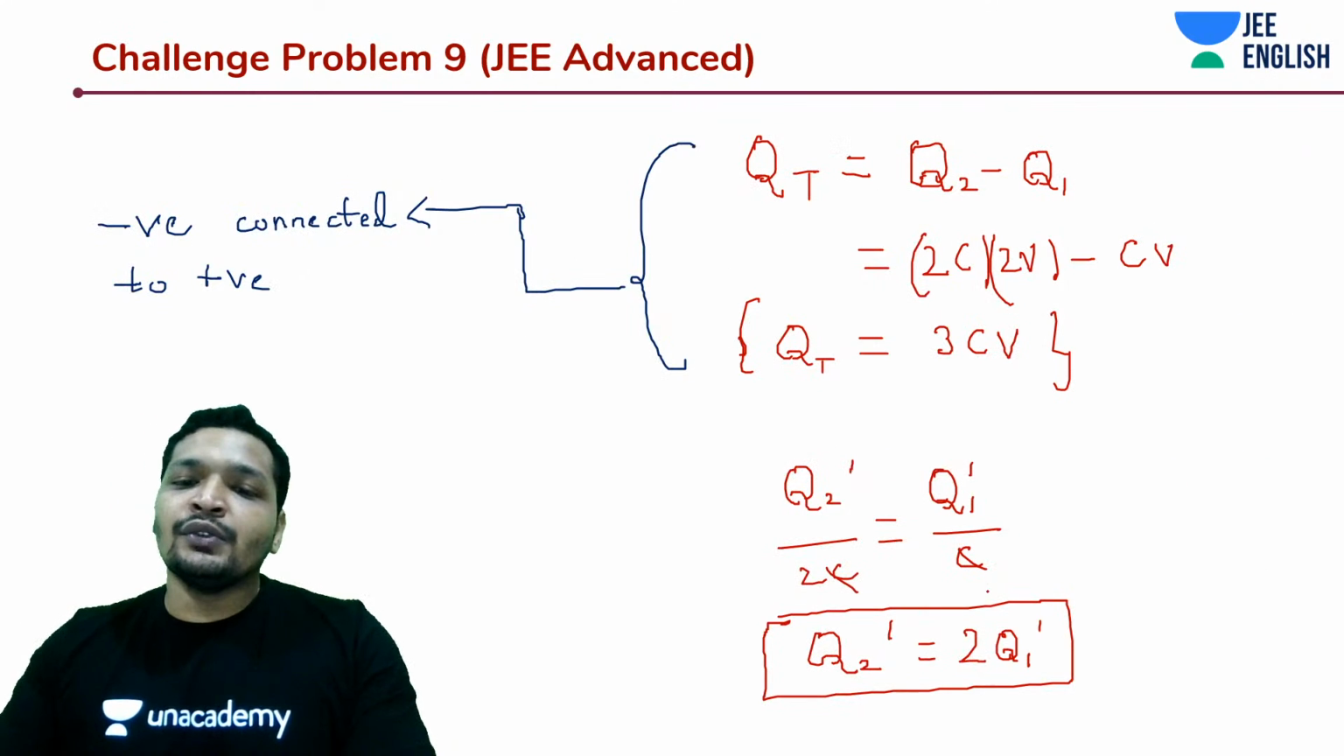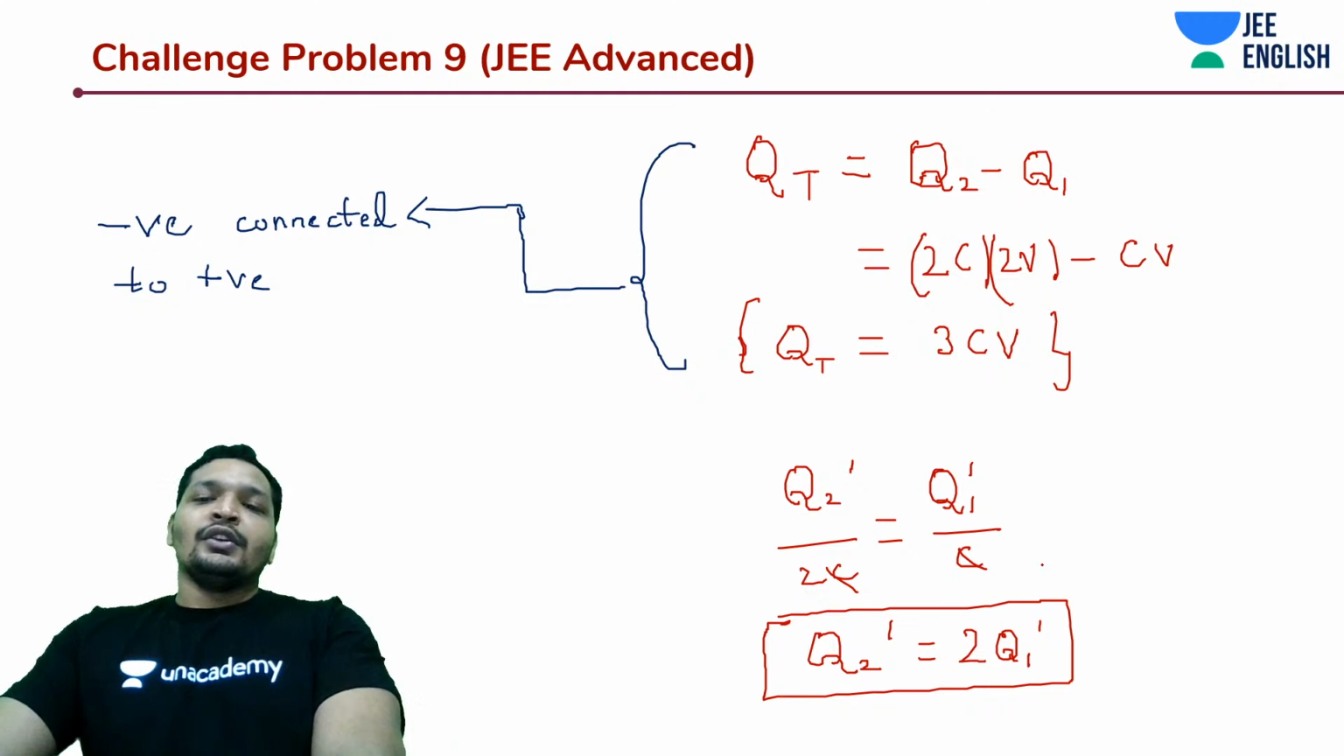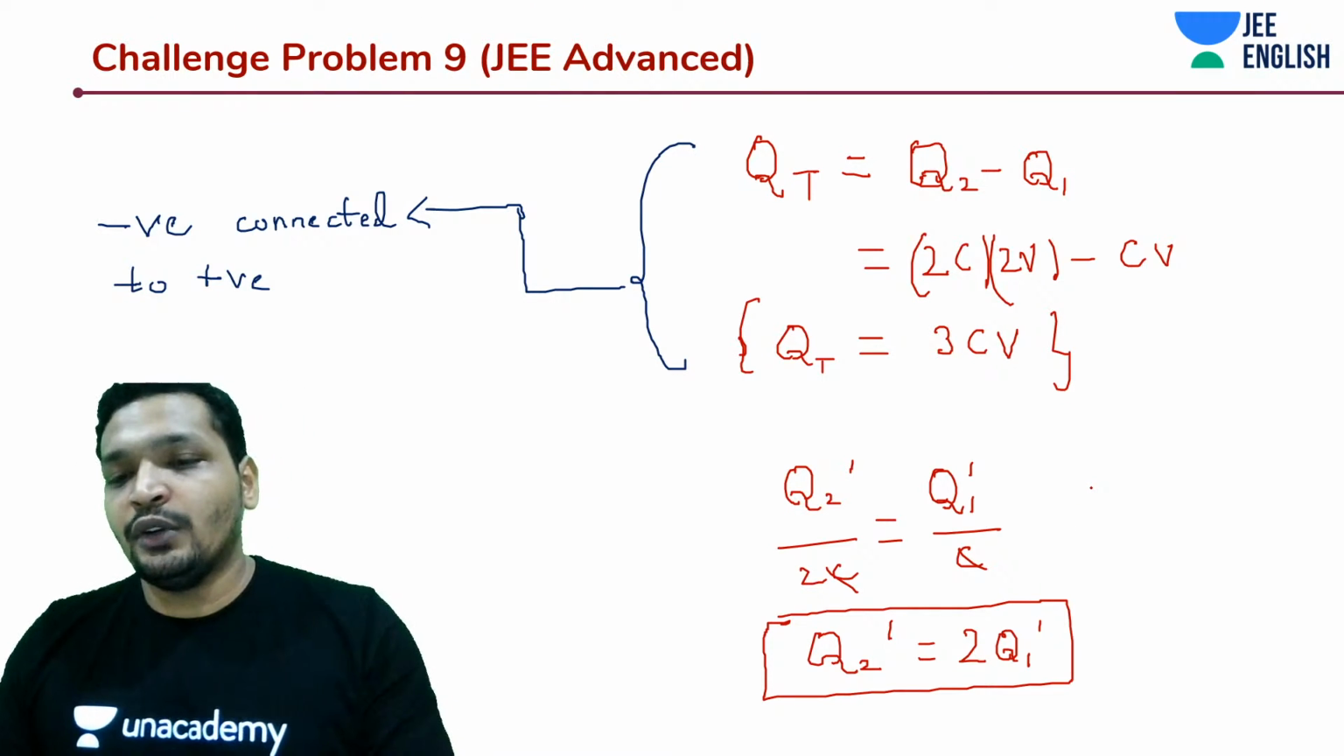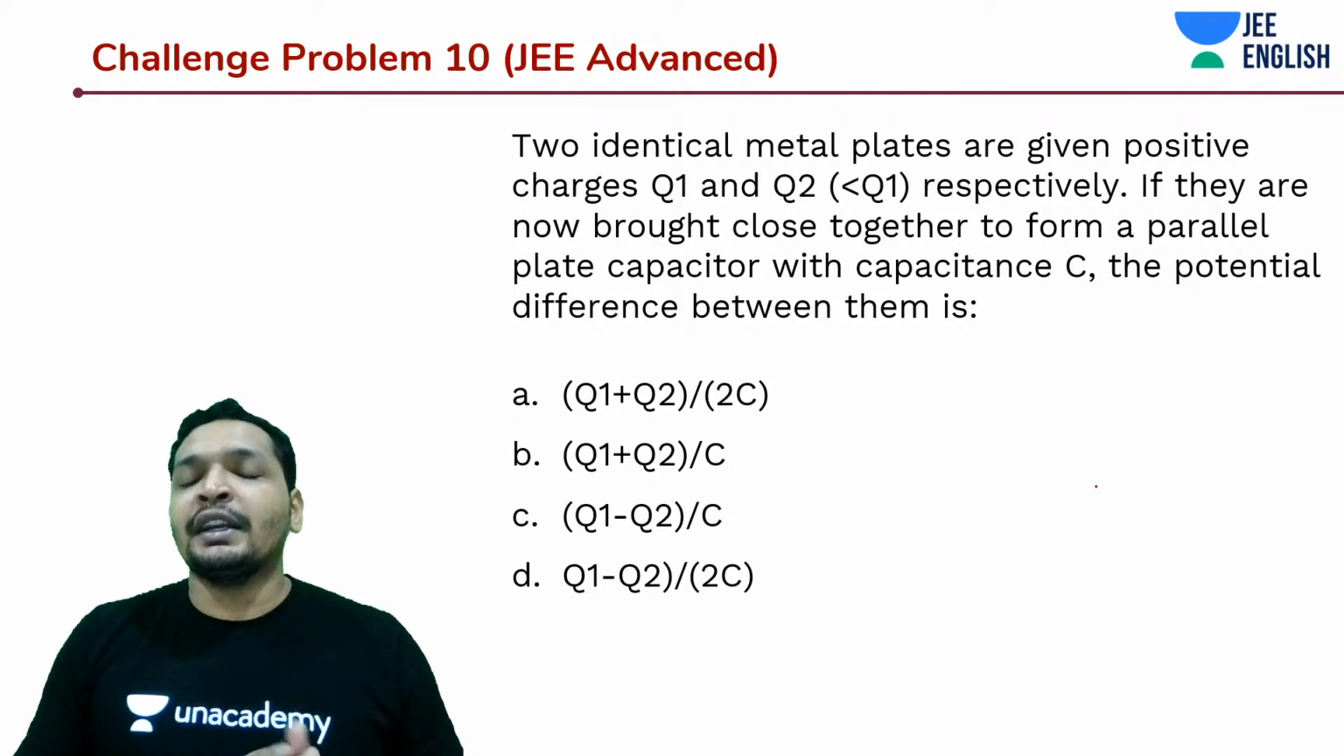And even in this case, you will get the potential across them. You can find out from the charges what the potential is, it's V. Add the capacitances and do it. That was just to give you an idea of how to do it.